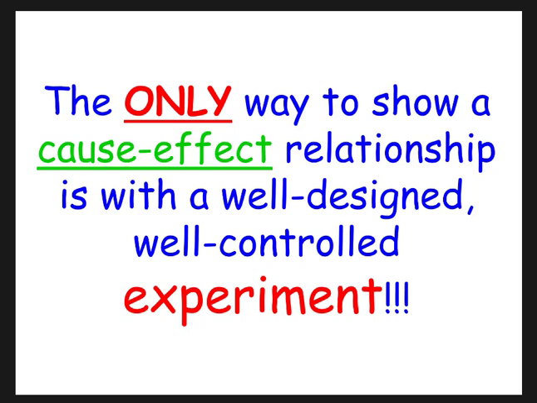So the only way to show a cause-effect relationship is a well-designed and well-controlled experiment. If you don't control it well, you cannot assume that cause and effect relationship, and you can't extrapolate it to a larger population. That's it for chapter 2.